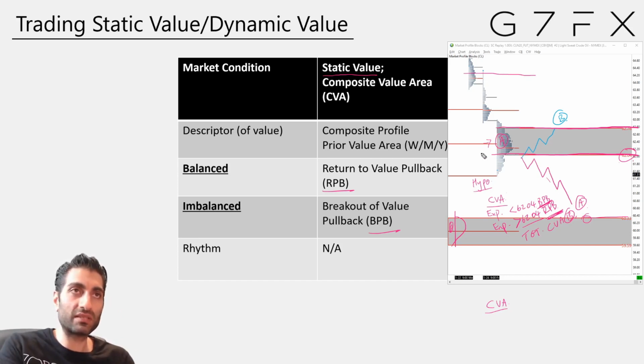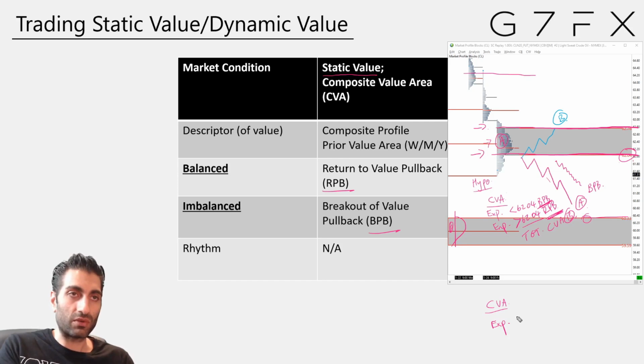Basically, I want your line in the sand to be either this or this side. And when we are below it, what's the expectation? Well, we've broken out of the value area, so the expectation is for us to go imbalanced, and therefore it's going to be breakout of value pullback. Okay, so under the CVA section, we'll have our expectations.